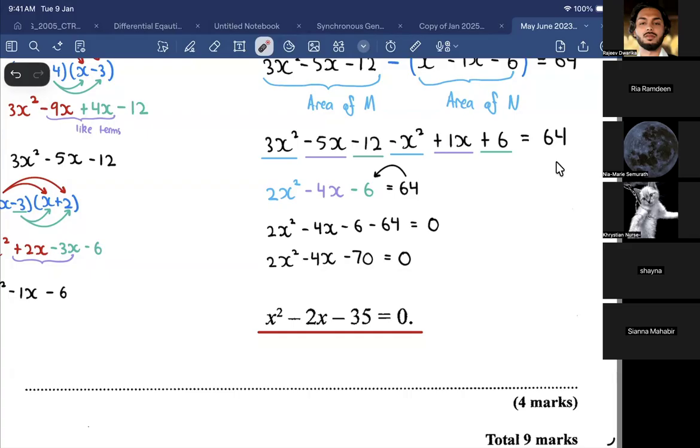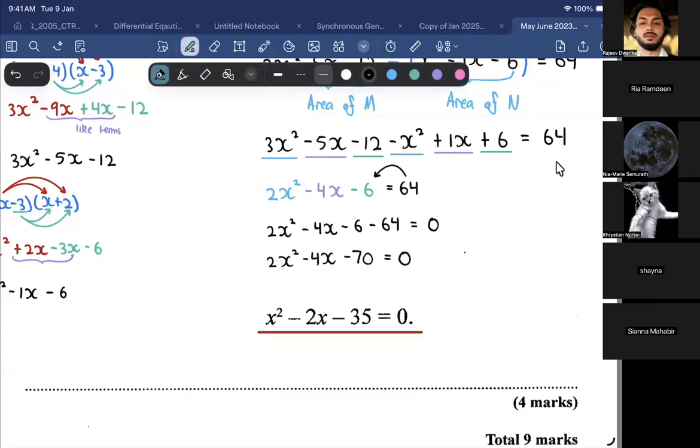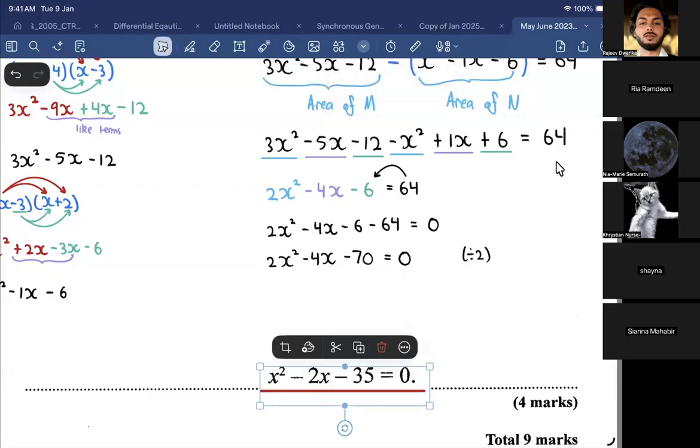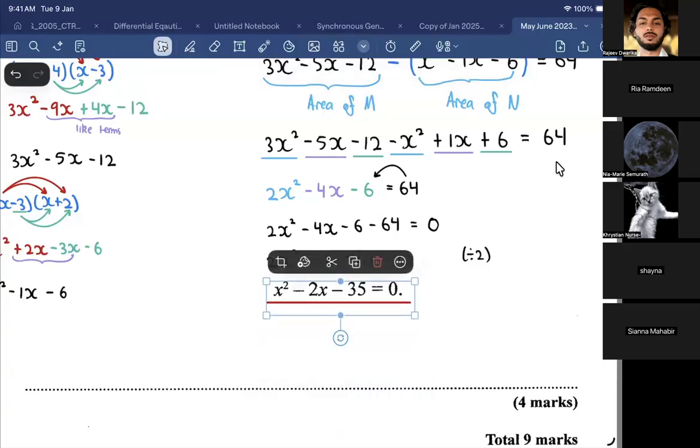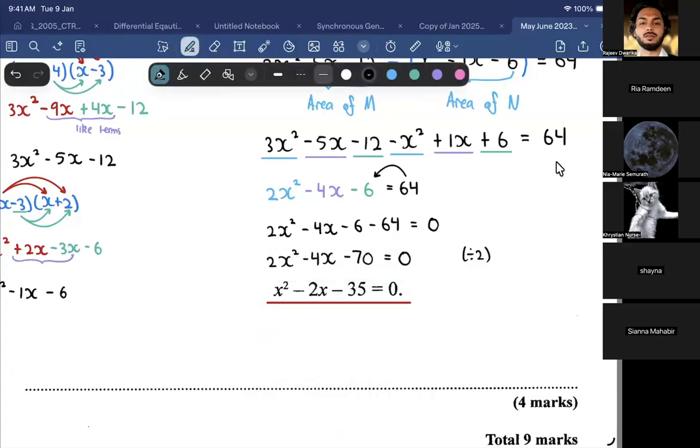Are you all seeing a common factor between 2, minus 4 and minus 70? Yeah, 2. So we could divide throughout by 2. If we divide throughout by 2, what are we going to end up with? x squared minus 2x minus 35. Yeah, and that's it.